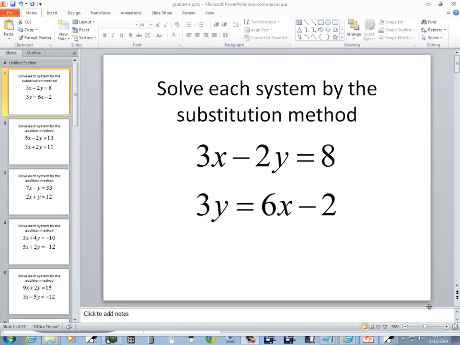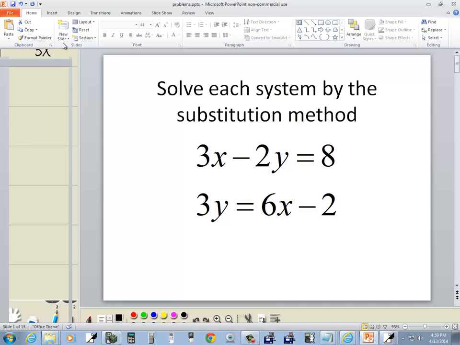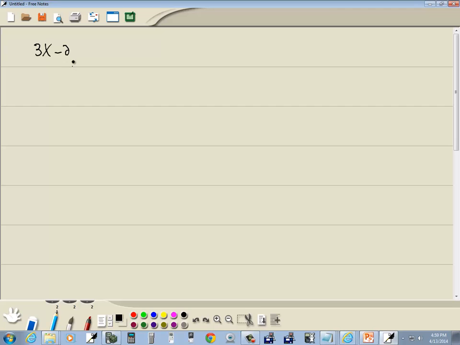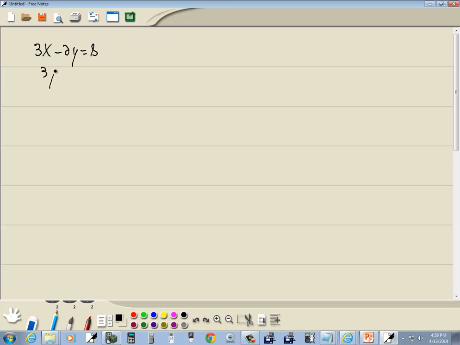Let's take a look at this problem. We want to solve this by the substitution method. We've got 3x minus 2y equals 8, and 3y is equal to 6x minus 2. We'll first look at this via substitution, and then we'll look at it with technology.